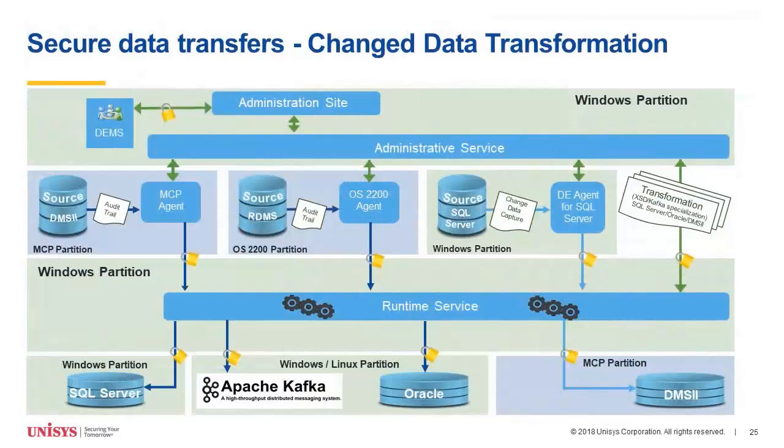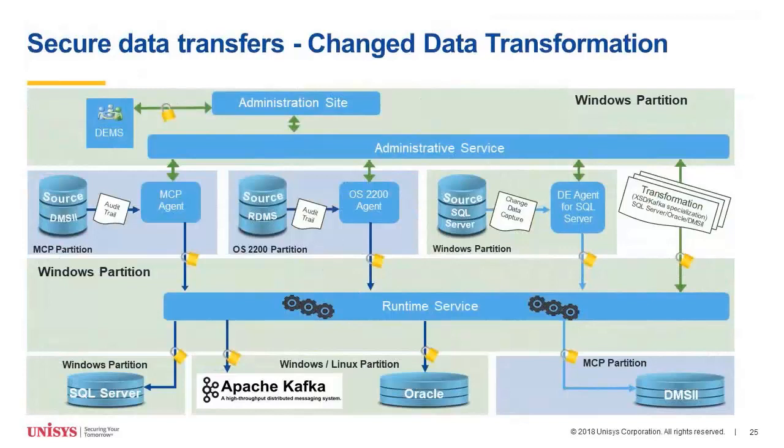This slide is showing you what happens when you're using the change data transformation. Once again, the small lock icons here are indicating which particular movement of data is encrypted. You will see here that DEMS is involved as the administration site will talk to DEMS to see that whoever is trying to stop a transformation has the appropriate privileges. The administration site provides the user interface to the client for DEMS privileges control.